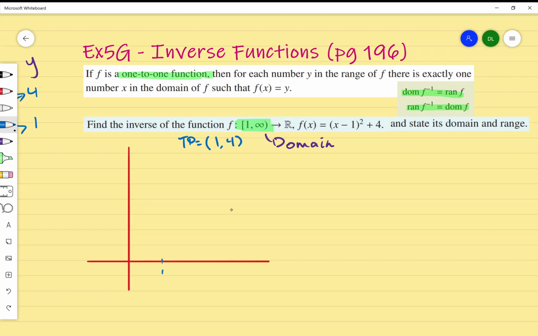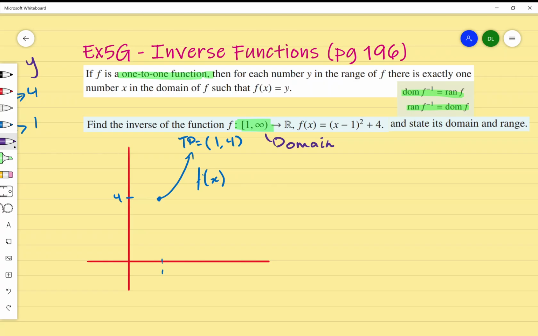So that's 1, and let's say that's 1, 2, 3, 4 up here. And so we have our starting point up here. As I go towards the right, remember our function goes from inclusive 1 to positive infinity, right? So as I increase, my function is going to look like this. So this right here is f of x, where f of x equals (x minus 1) squared plus 4. I'm just going to write f of x for us here.